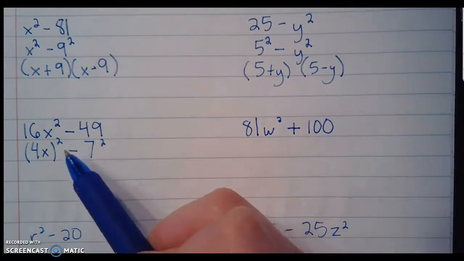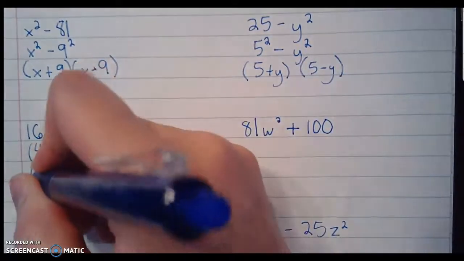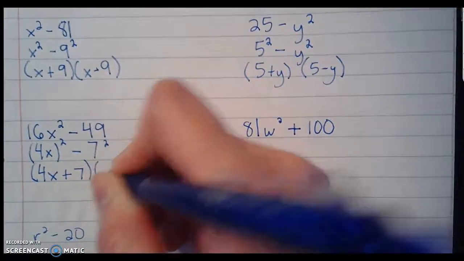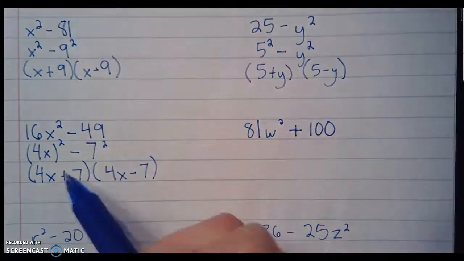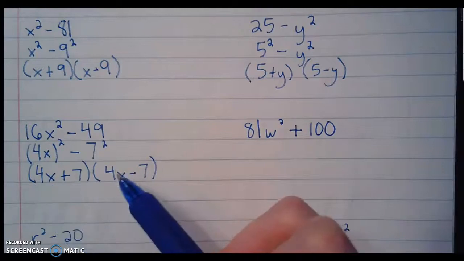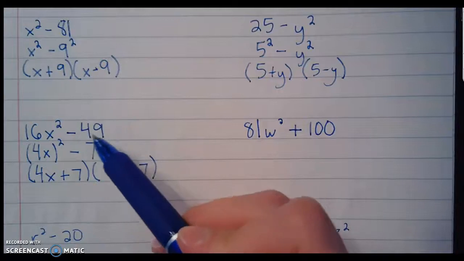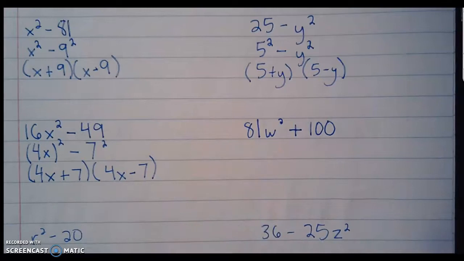Once again, I have a difference. I'm subtracting two perfect squares. So I can split this into a plus b and a minus b. Or in this case, it's a squared and b squared. So a is 4x, that's the square root of the first term. B is 7, that's the square root of the second term. a plus b, a minus b. It factors into 4x plus 7 times 4x minus 7.